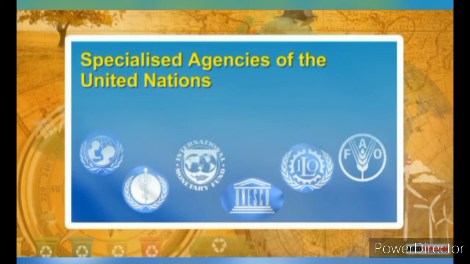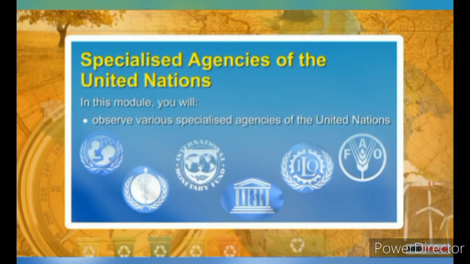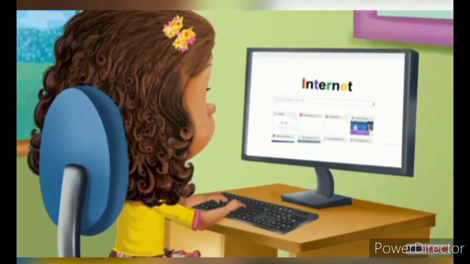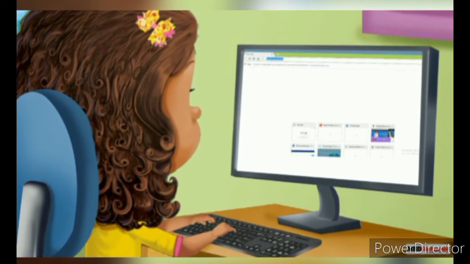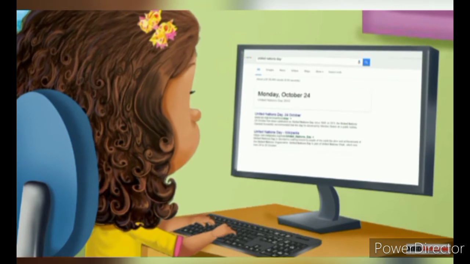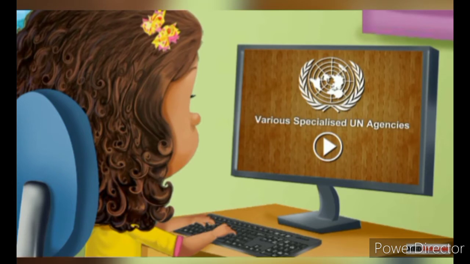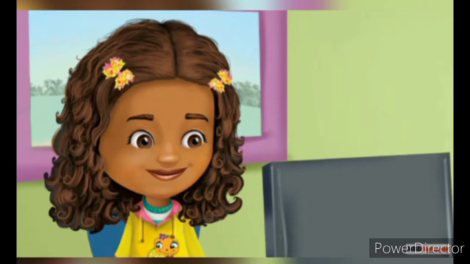Specialized agencies of the United Nations. In this module, you will observe various specialized agencies of the United Nations. Sophie has to make a poster for the United Nations Day celebration to be organized in her school. She is searching for information on the internet for her poster. It seems she has found a video. Let's see what she is looking at.